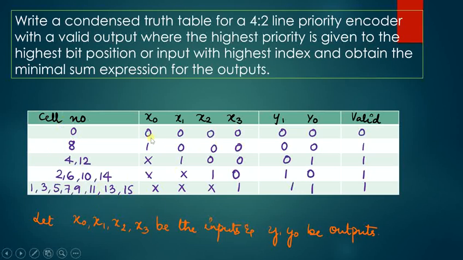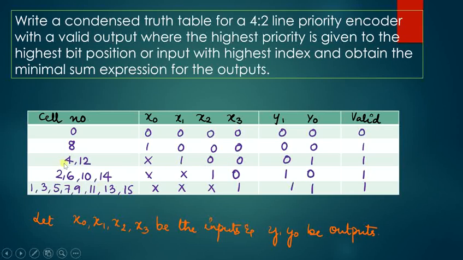If you observe these combinations, 4 binary inputs means you can have totally how many combinations? 16 combinations, that is ranging from 0 to 15. When I consider don't care terms, the don't care term can be either 0 or 1. When I represent 1000 in decimal, this corresponds to 8.